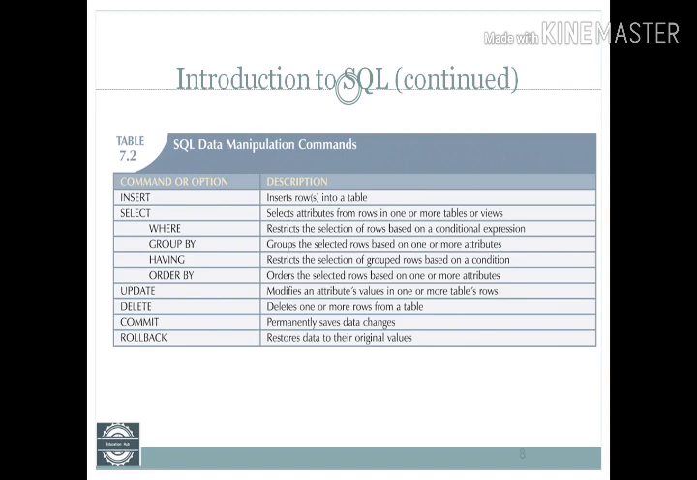Whereas commit and rollback: commit means all data records should be saved. And rollback means the data is restored to the original values. Suppose any values are there and you want to restore them, for that purpose you need rollback. So these are insert, select, update, delete. These are the data manipulation commands. It is also given here.